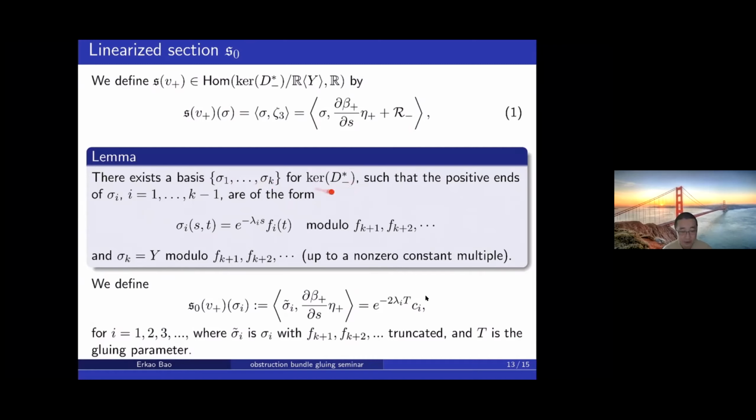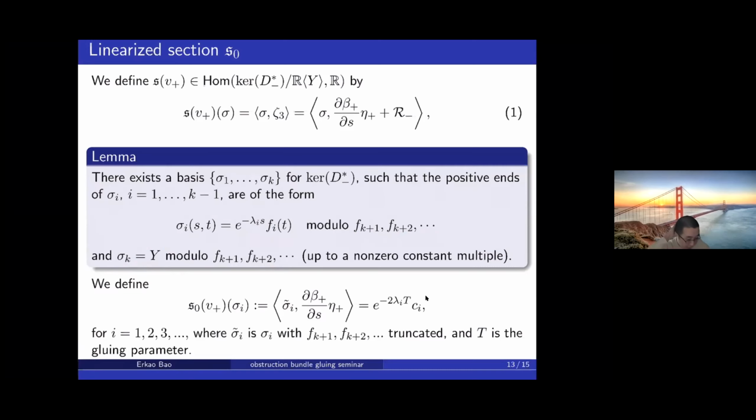and so this is k-dimensional, such that the positive ends of these sigma i for i equals 1 through k minus 1 are of the form e to the minus lambda s times f i. So these are the eigenvalues and the eigenvectors again, modulo higher terms with a higher eigenvalue. And also we make sure that sigma k equals y modulo higher terms. So this y is exactly the variation of the complex structure.